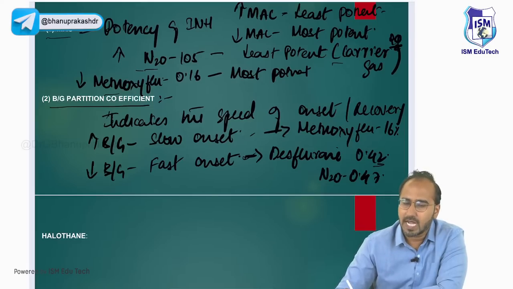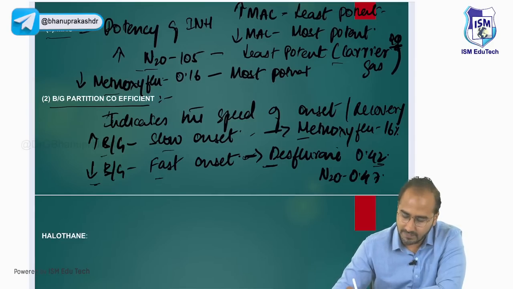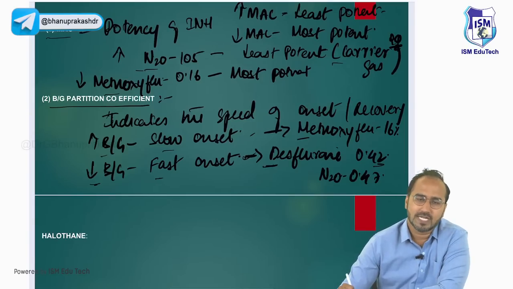So remember, guys, which is the fastest acting inhalational agent? And which is the slowest onset? Come on, guys. Low blood gas, fast onset. High blood gas, slow onset. So desflurane is the fastest acting, whereas methoxyflurane is the slowest acting.